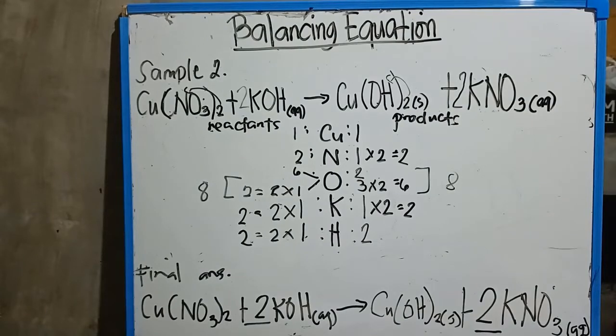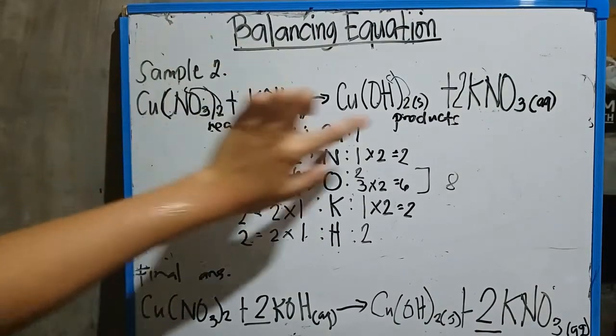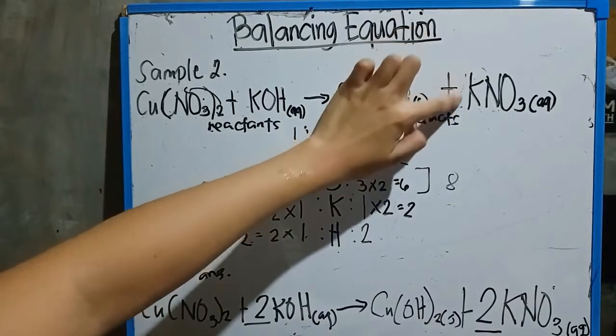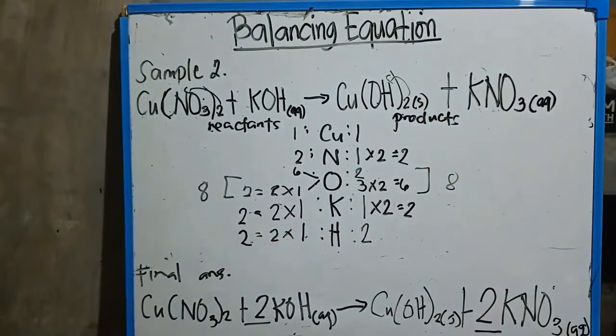So always good ta class mag-start sa pinakagamay na number, which is the 2. Kaya kung kaya naman na siya i-balance sa 2, then we don't need na to use the 3, 4, 5, 6, 7, and so on and so forth. So that is for the sample.